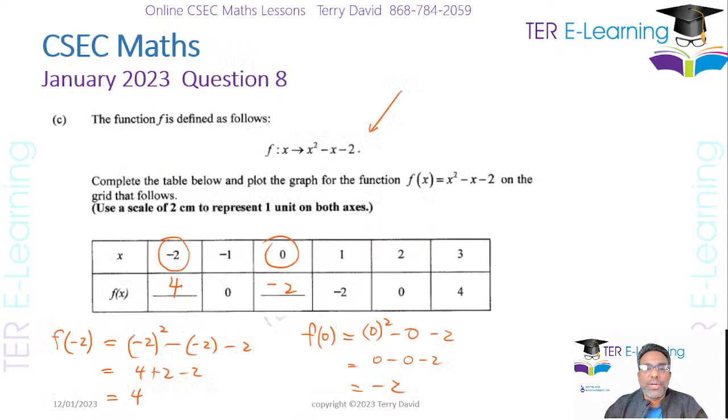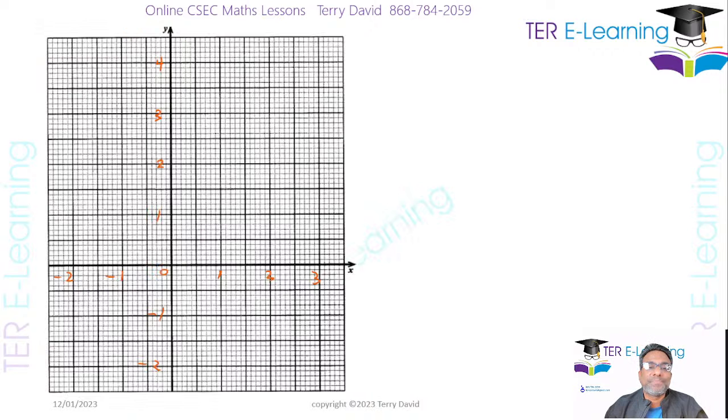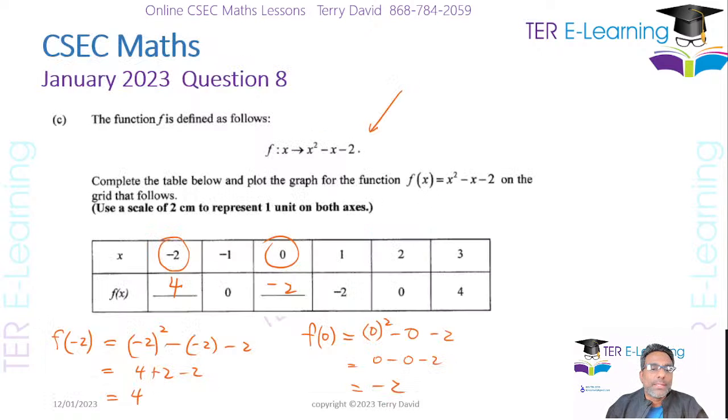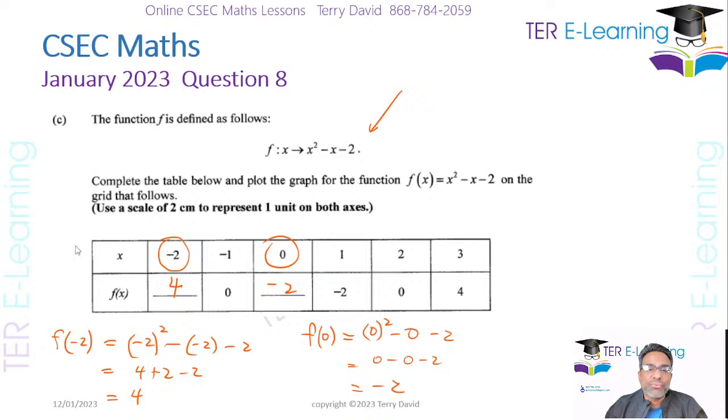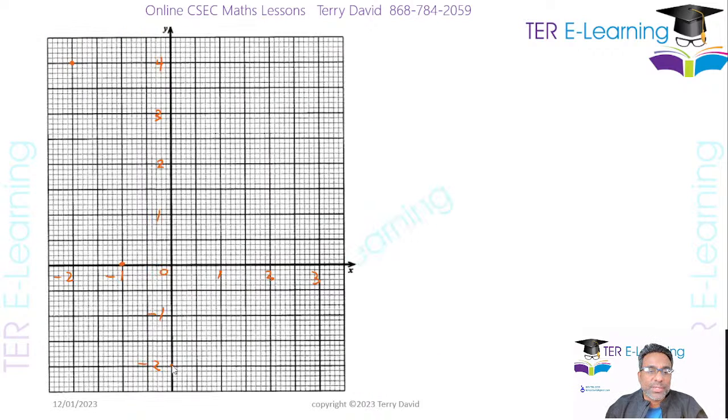Now all we need to do is plot the points. The first one will be minus 2, 4. Minus 2, 4 is going to be up here. So this is the first point I need to plot. The second point is minus 1, 0. So minus 1 and 0 is down here. The next one is 0, minus 2. So 0, minus 2 is down here.